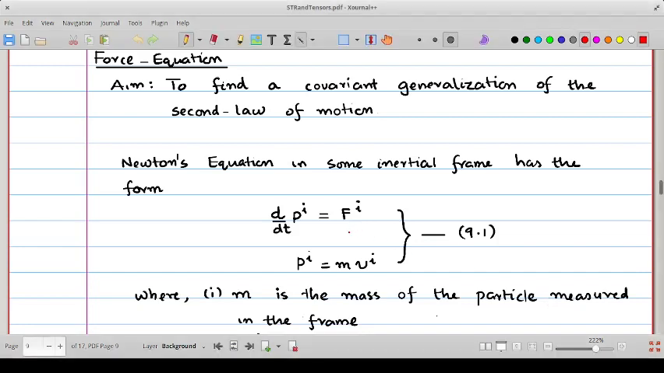We now consider the force equation in special theory of relativity. Our aim is to find a covariant generalization of Newton's second law of motion.